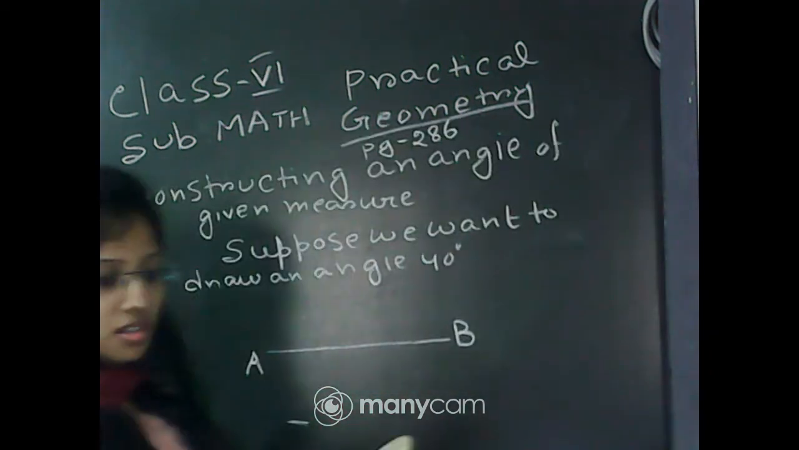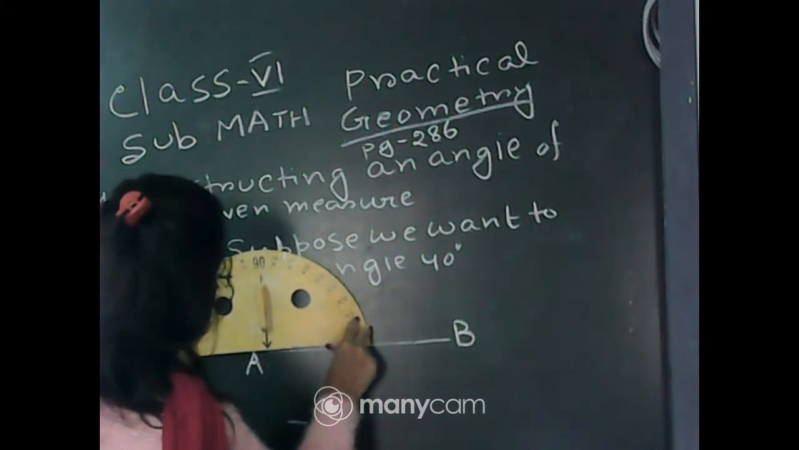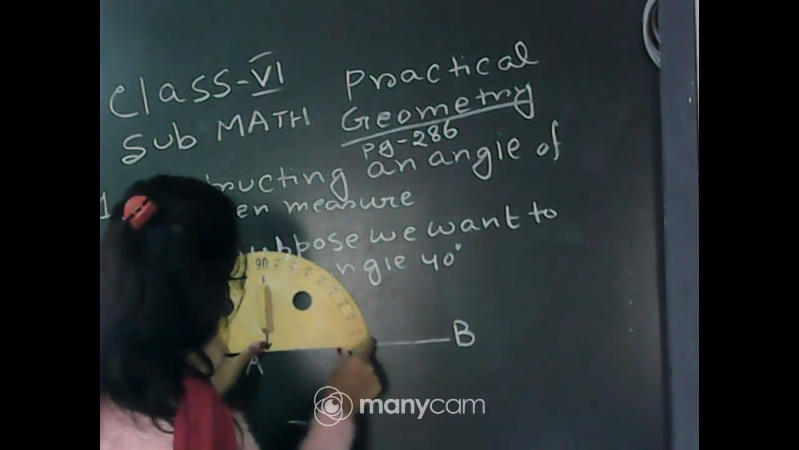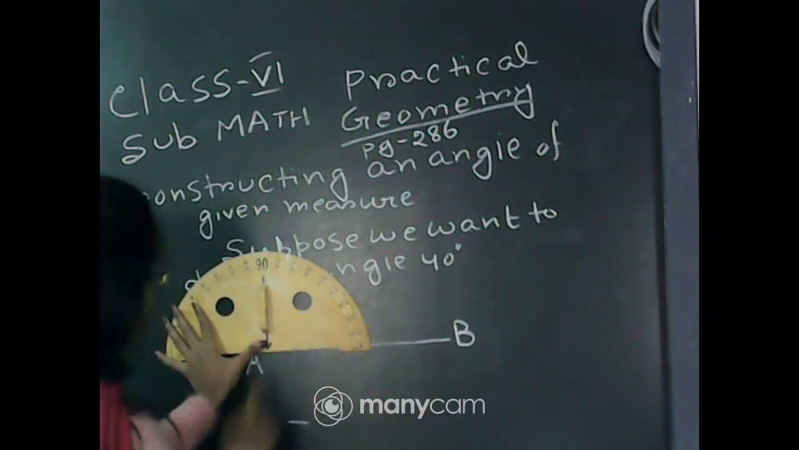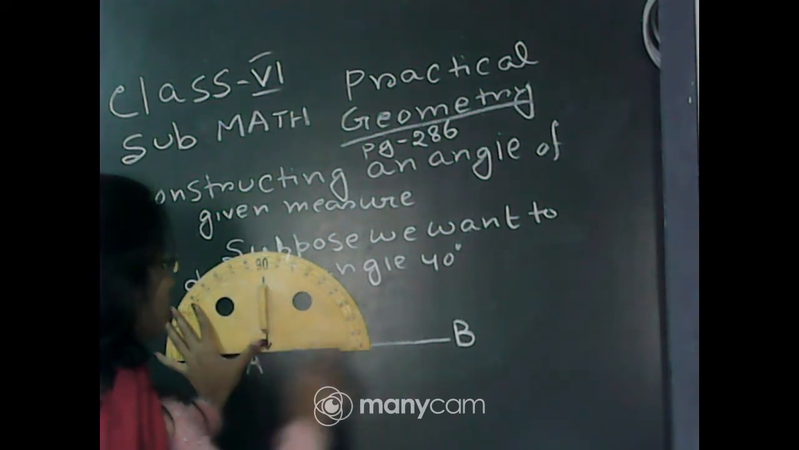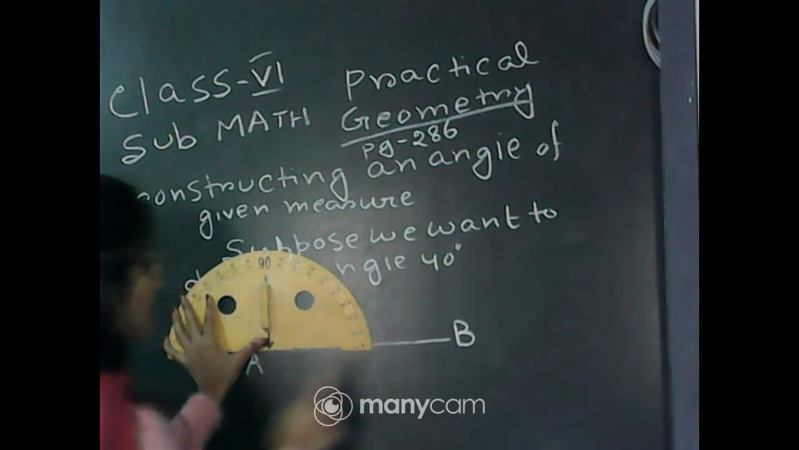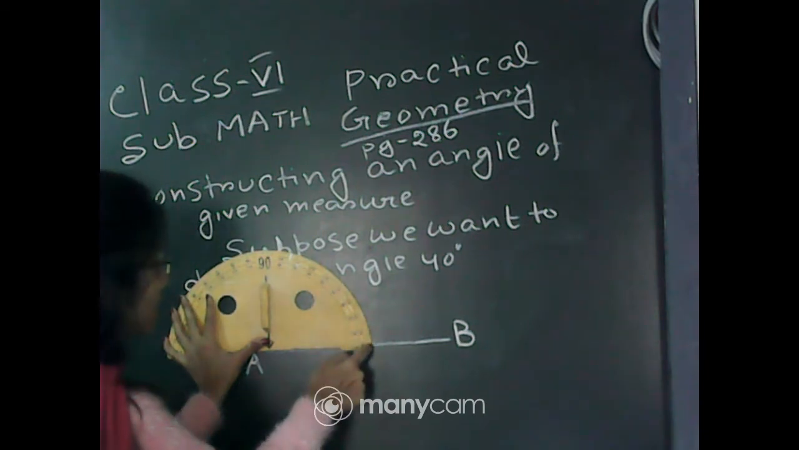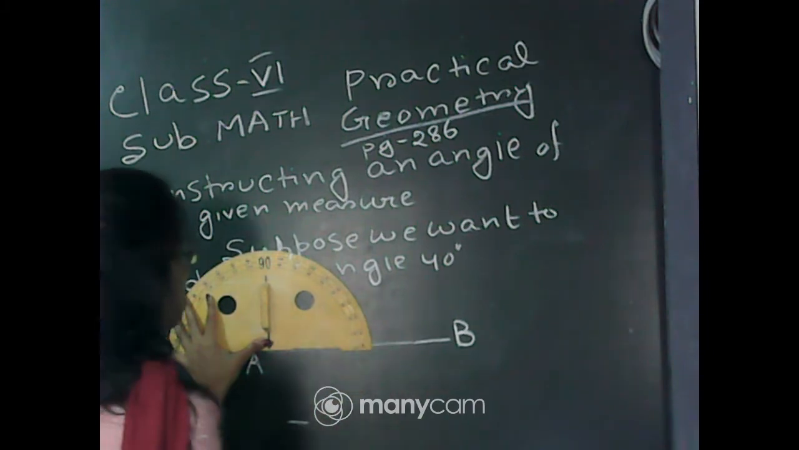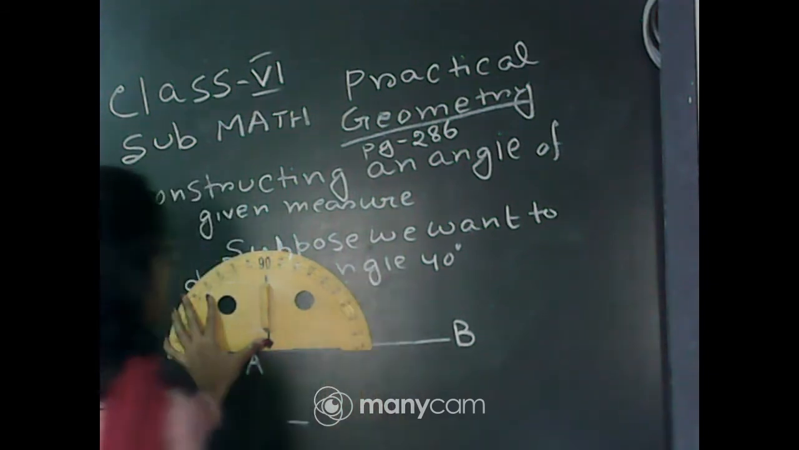Now we place the center of the protector at A and the zero edge along AB. This is the zero edge of the protector, and start with 0 near B and mark a point C at 40 degree.